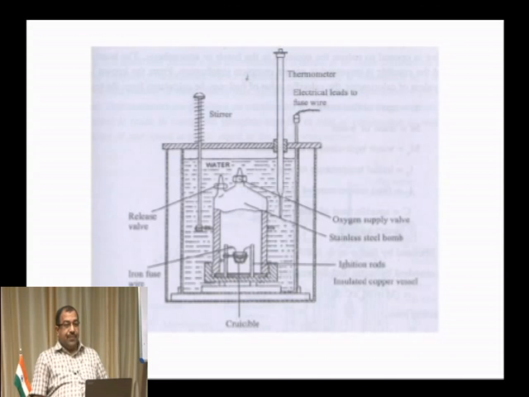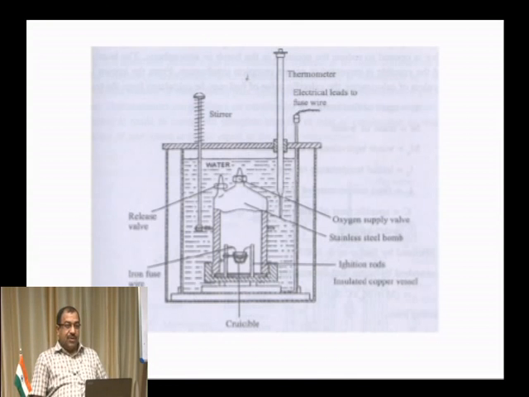Then after that, you have to charge this bomb through the oxygen supply valve up to 25 to 30 bar. After doing this, the entire thing is placed in a calorimeter with a known quantity of water. There is a thermometer, and through the thermometer you have to record the initial temperature of the water. Then you have to switch on the battery. The electricity is conducted through the fuse wire and it gets ignited.